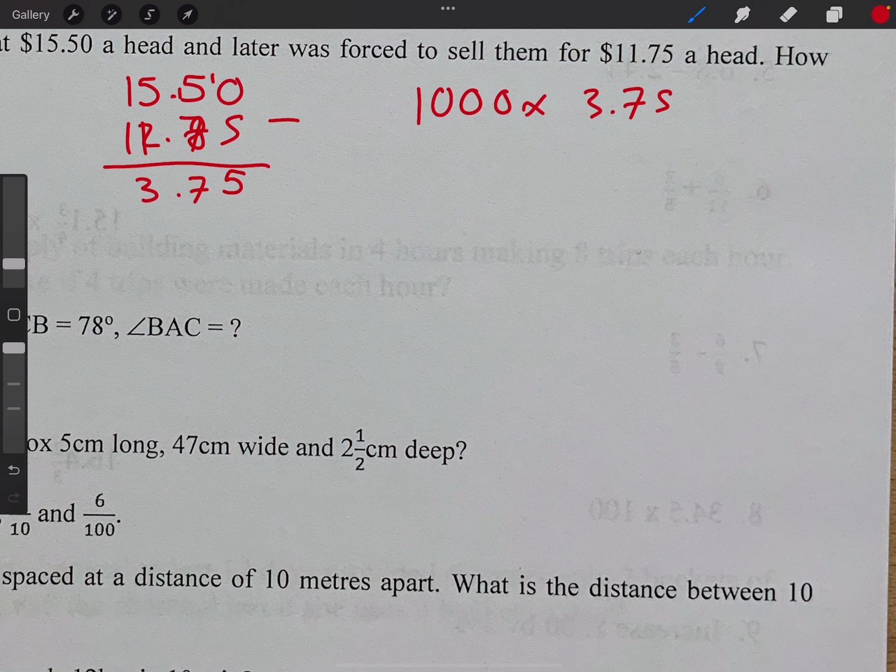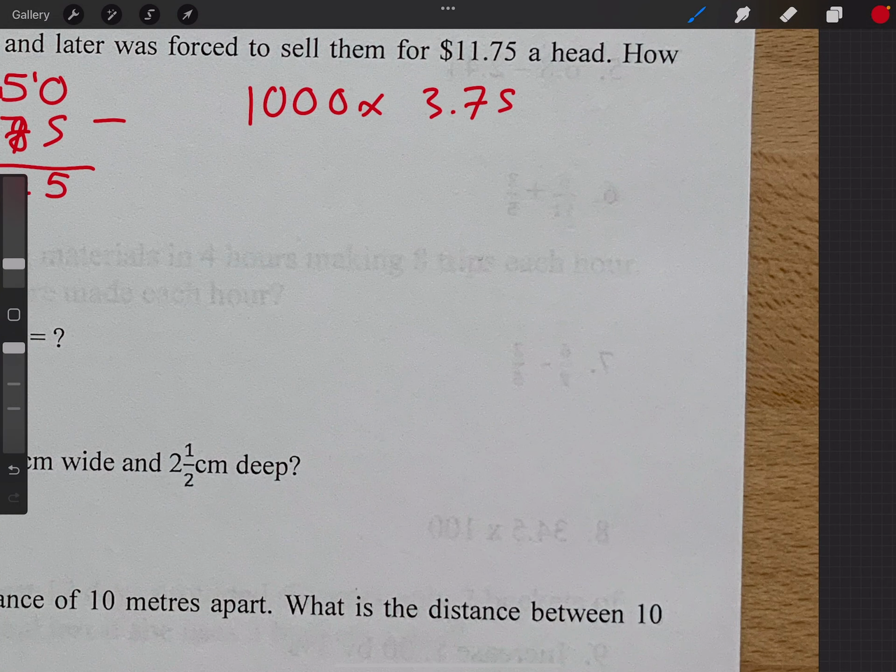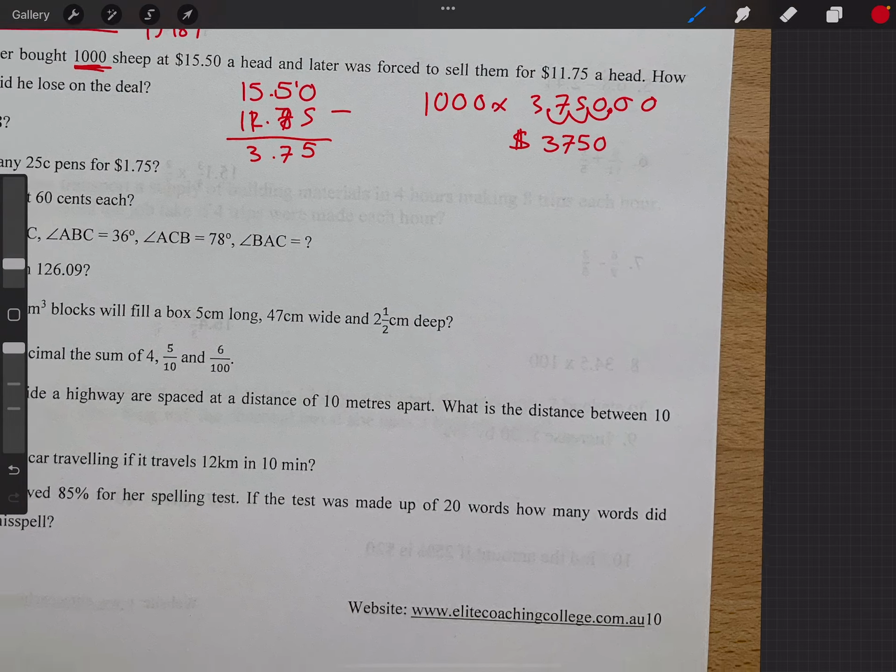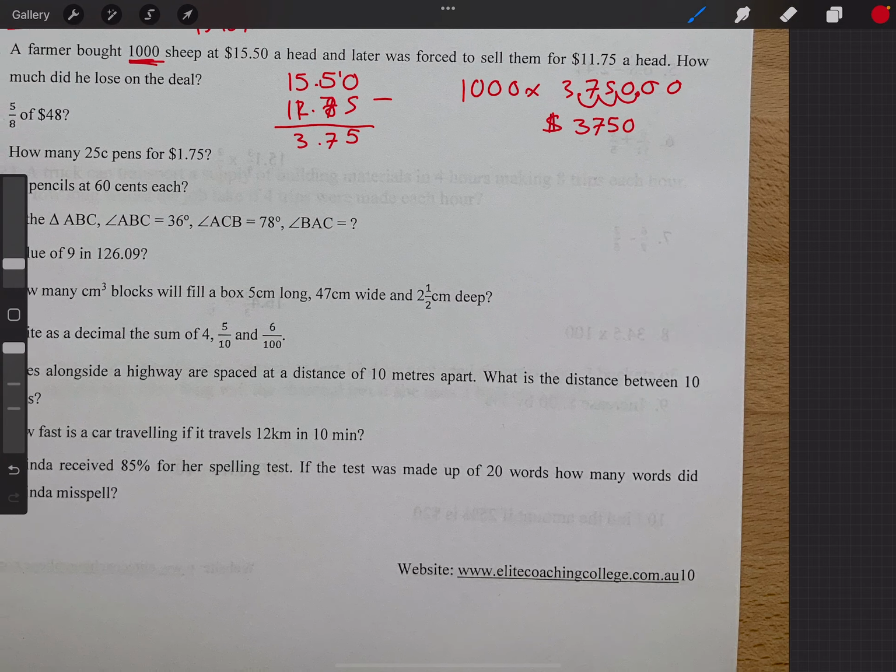So multiply that, and what do you get? When you multiply a number by 1,000, you move the decimal place to the right 3 times. Let's put in some zeros, see where it lands. 1, 2, 3. So the answer is 3,750. That means that you just made a loss of $3,750. Okay.